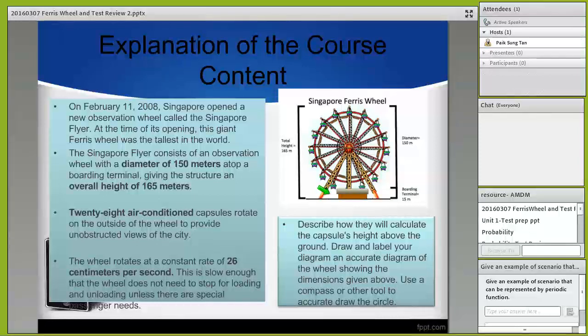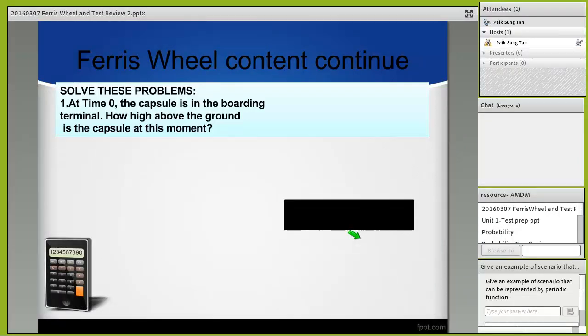Okay, so now we are going to describe how they will calculate the capsule height. We want to calculate, at any minute, how tall is each capsule height from the ground. That's our goal of this activity. Alright, Ferris wheel content. So continue.